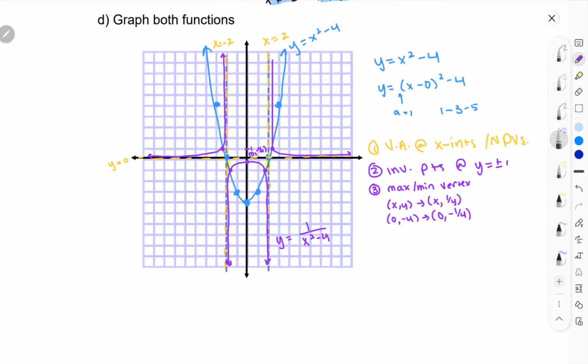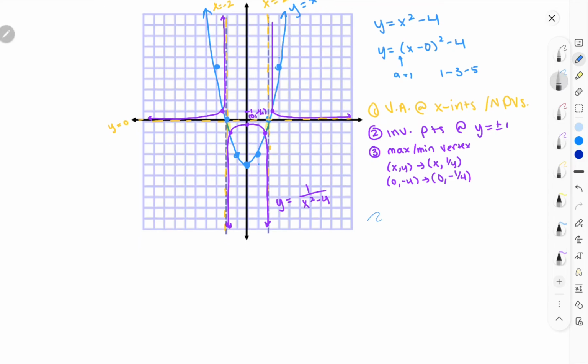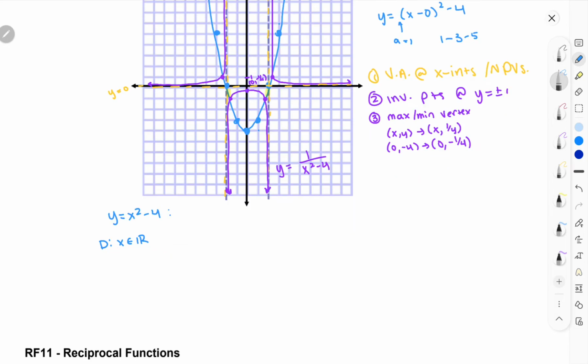Let's talk about these functions a little bit. Let's talk about the domain and range. So my original function, my quadratic function, this thing had a domain of all real numbers, right? That was pretty nice. Right, so the domain is all real numbers, just like any quadratic function.